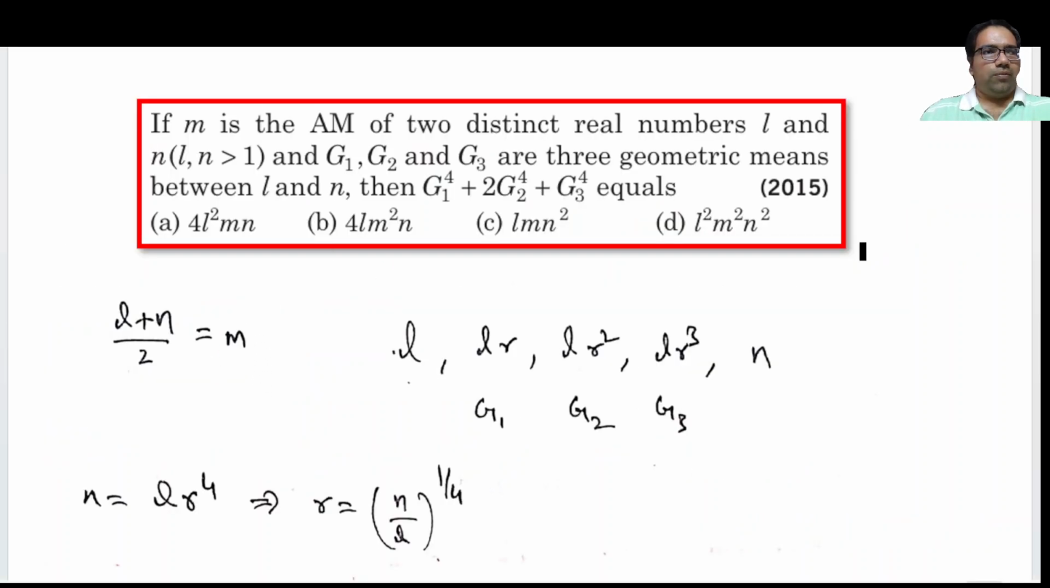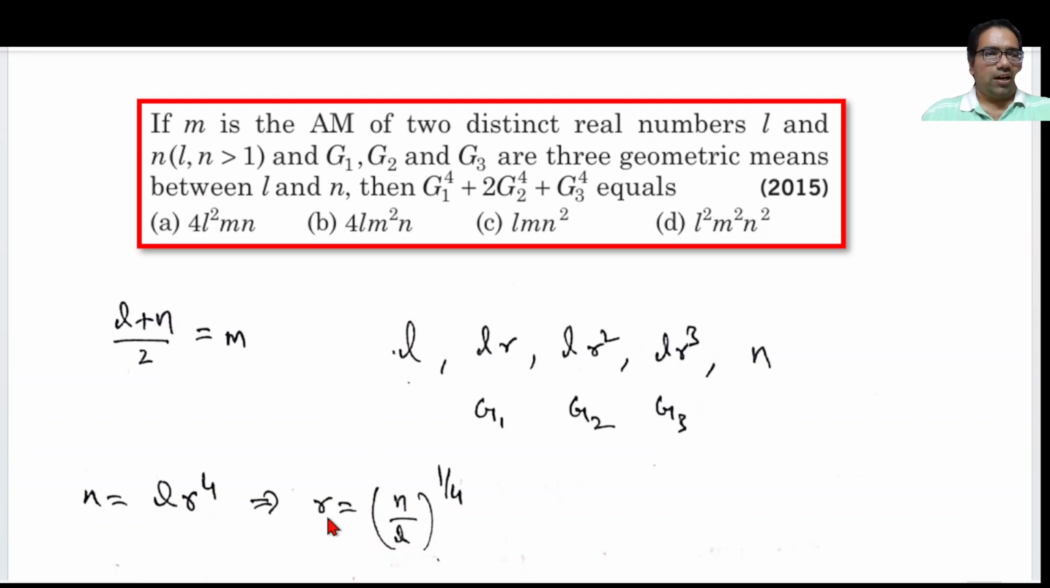Now we know (L plus N) by 2 is M, because M is at the middle of L and N. M is the AM of L and N. And we have G1, G2, G3, which are geometric means. What does that mean? Between L and N, these three are there. That means if the common ratio is R, then G1 is LR, G2 is LR square, G3 is LR cube, and the fourth one, this N, is actually LR power 4. So N equals LR power 4.